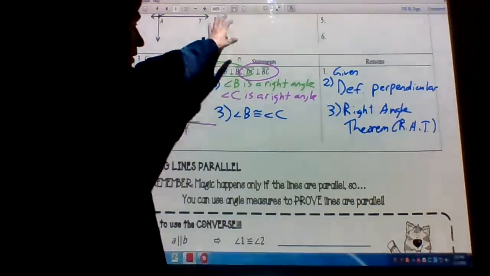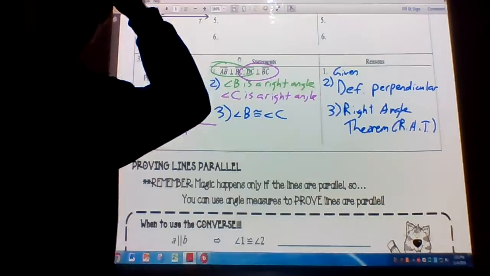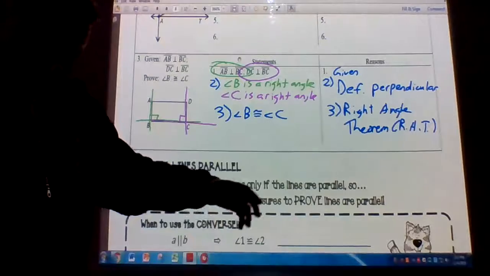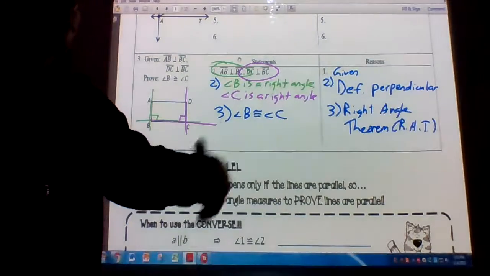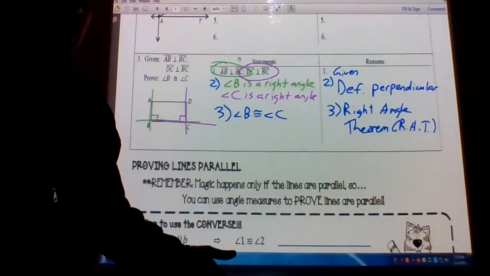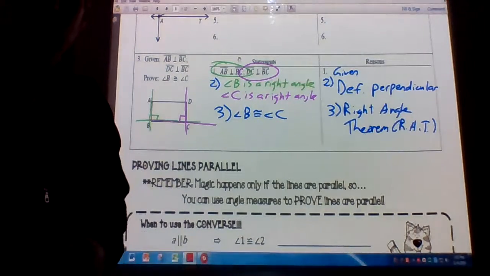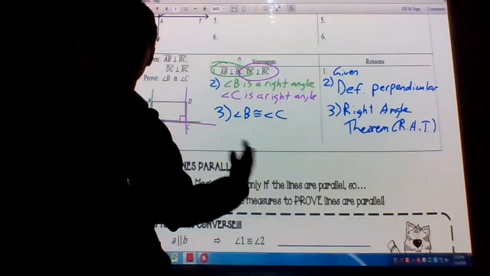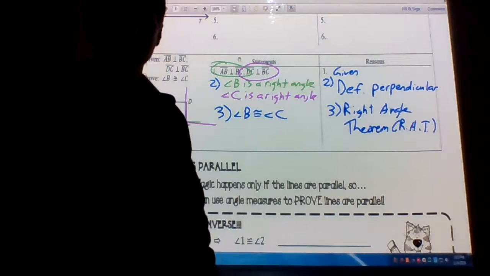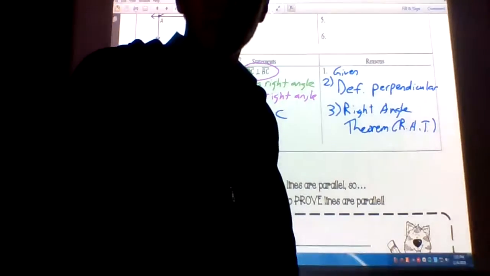If not, we use the process we did up here. We say these lines are perpendicular, that's given to us. Therefore, by the definition of perpendicular, we have a right angle. And by the definition of right angle, our measure is 90. Then you can substitute that into whatever equation you need. You have to come up with the equation first and then substitute it. Okay, so that's for perpendicular lines.